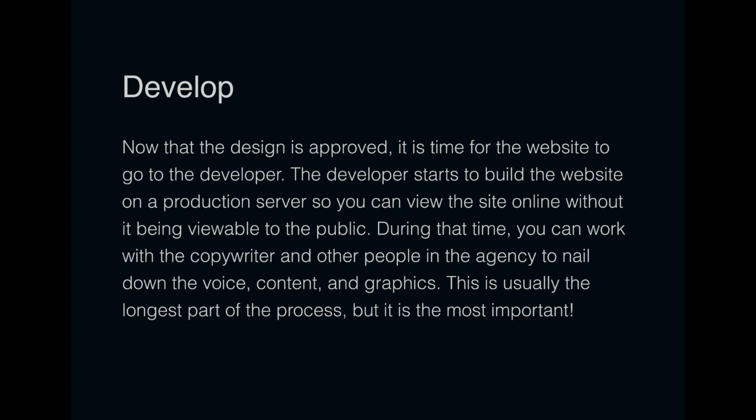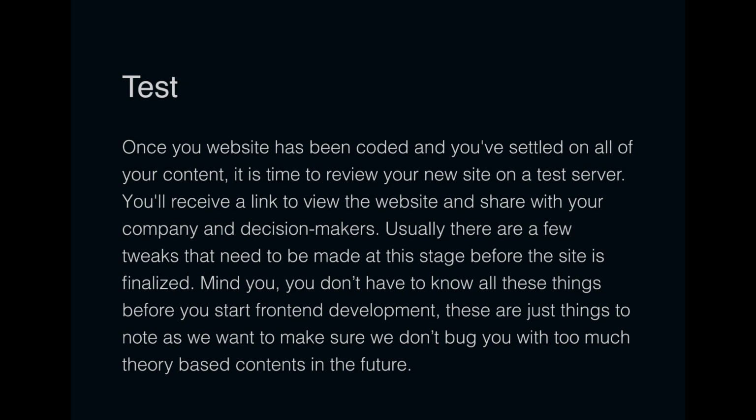Step 3 is to develop or build out your design. The website needs to go to the developer now that the design has been approved so that you can view the website online without it being accessible to the general public. The developer begins building it on a production server. You can use that time to finalize the voice, content, and graphics with the copywriter and other team members in the agency.